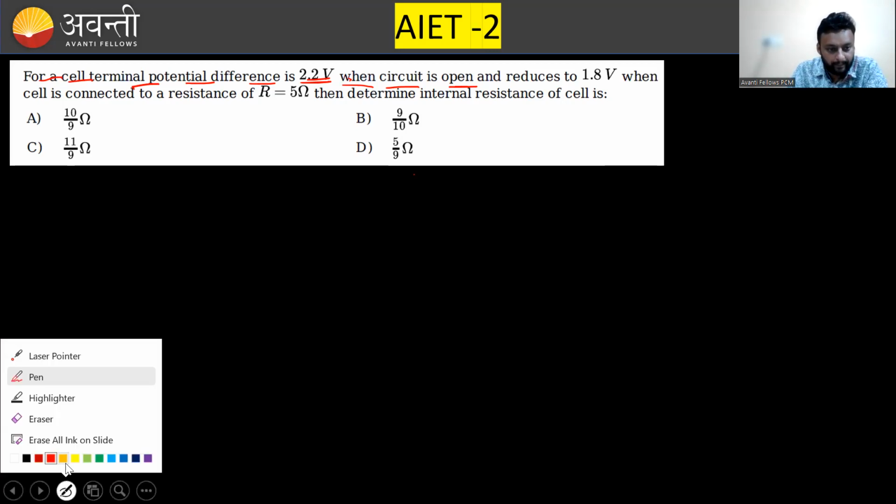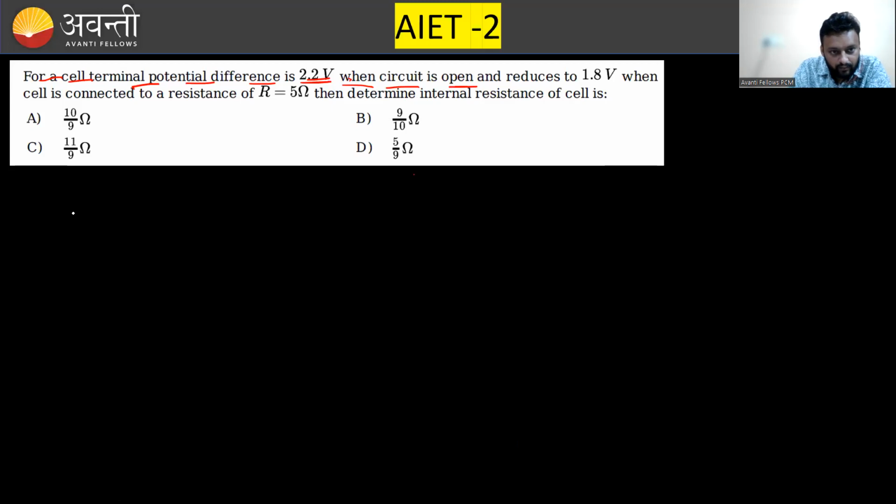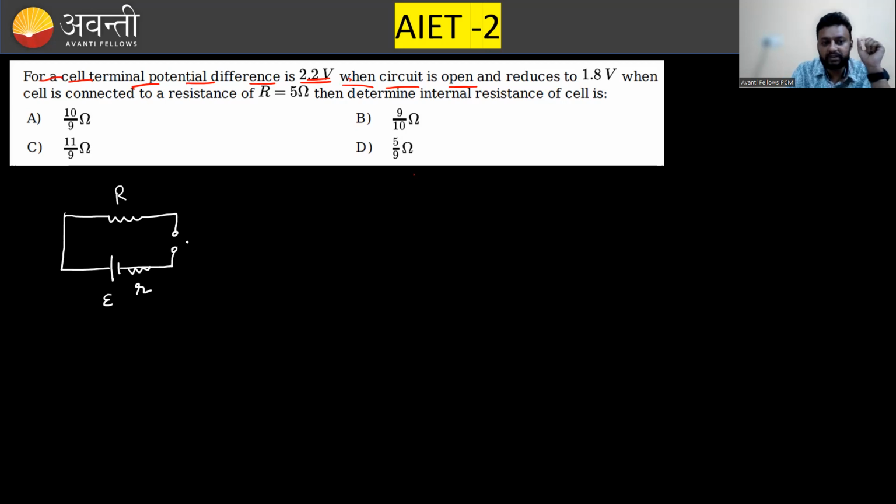Now, listen to me here. Let's assume there is a cell which is connected to a resistor and a switch like this. This is resistor R, the cell has some EMF E and has some internal resistance r. This is a simple circuit. Now, as you can see, the switch is open. So this is an open circuit.